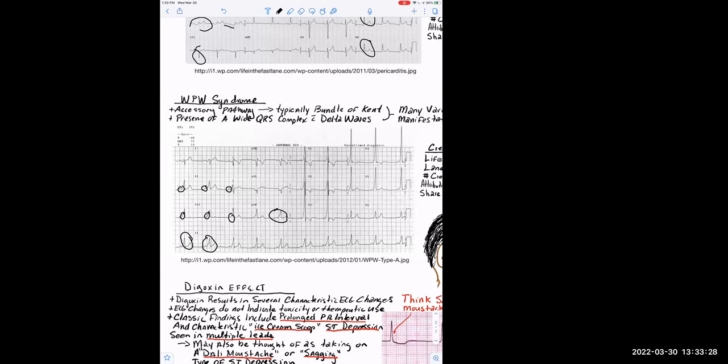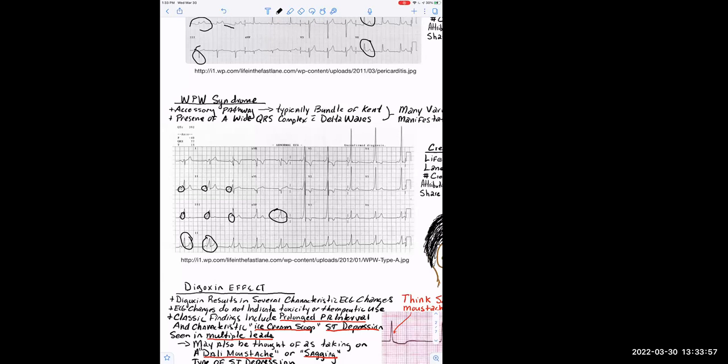You ask, what's so dangerous about Wolff-Parkinson-White syndrome? Well, as I alluded to in the beginning, Wolff-Parkinson-White often leads to lethal reentry tachycardias. What's so dangerous about these tachycardias is, number one, they tend to be resistant to any pharmacological treatment that we would provide.